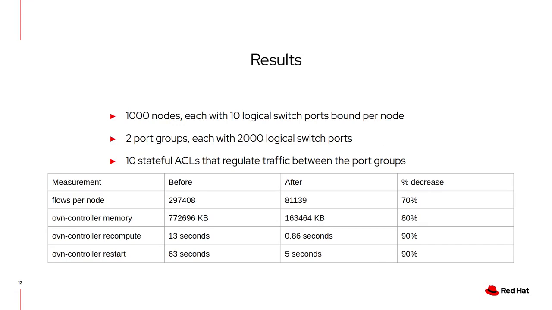There was a 70% decrease in the number of flows programmed per node, an 80% decrease in OVN controller memory, a more than 90% decrease in the OVN controller recompute time, and an over 90% decrease in the OVN controller restart time.